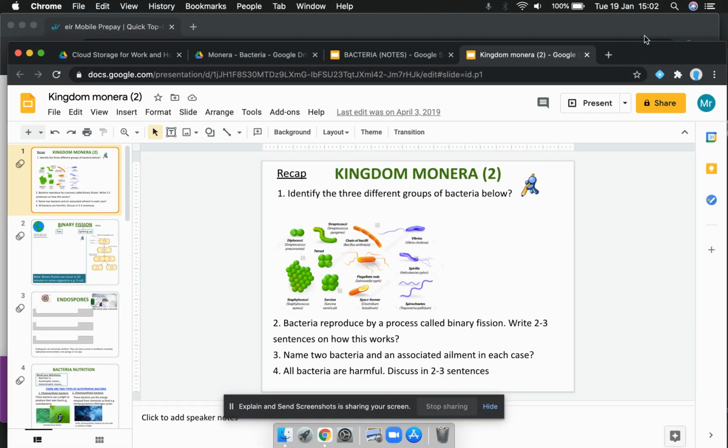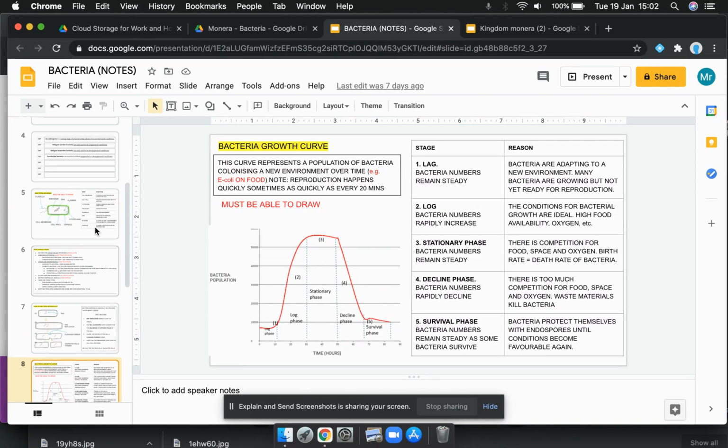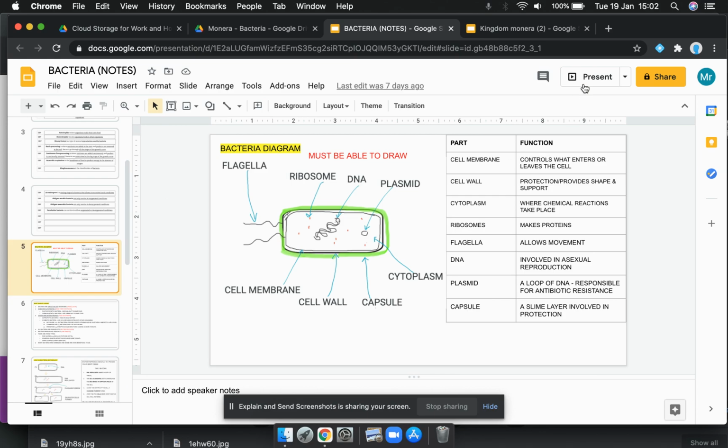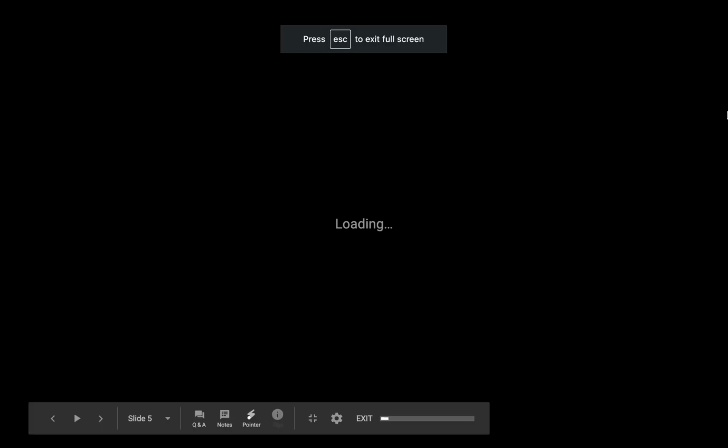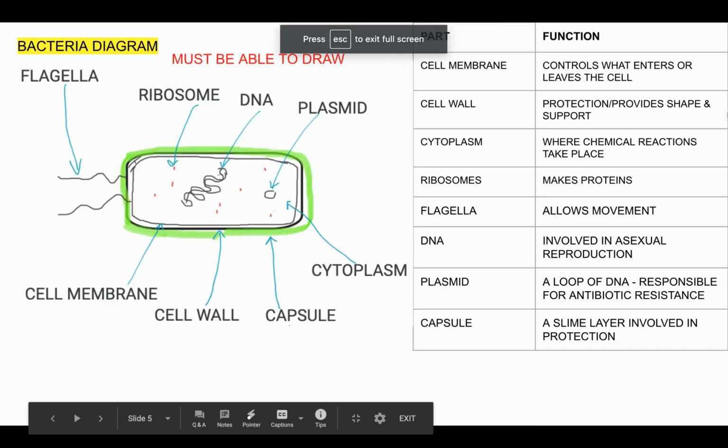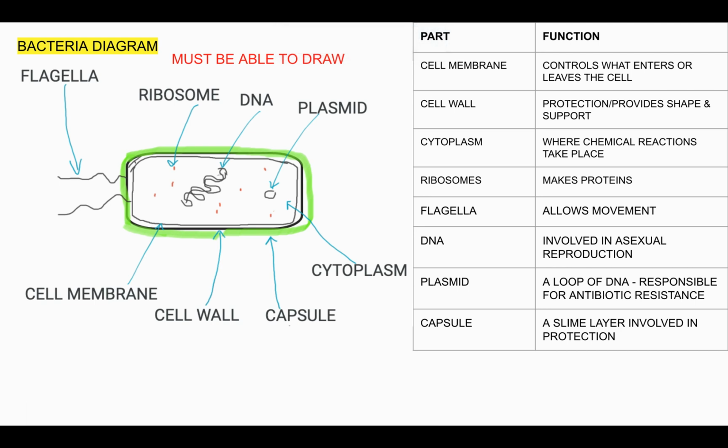Hello everyone. What we're going to do here very quickly before we start is have a look here in the notes copy, at what you should have written down, or what you're going to write in between here and next Monday. So what we have got here is a bacterial cell, a simplified drawing. This is the one I want you to take down.